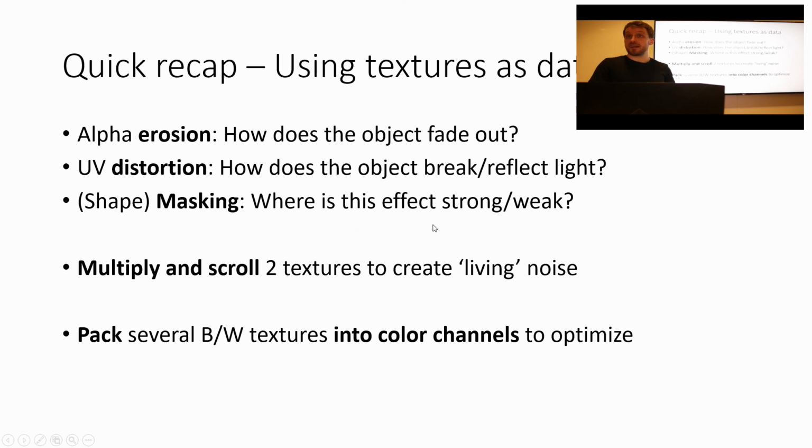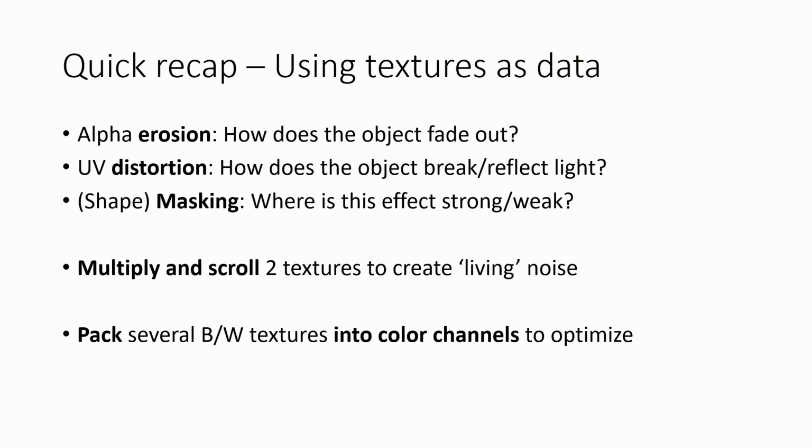Using textures as data instead of just to apply color to something. So alpha erosion, controlling how to fade something out. You can use it for UV distortion to determine where certain parts of the texture should distort. You can use it to mask certain effects, like the distortion in the jet engines I showed you earlier. Like, okay, I want to distort the texture behind me, but only at the edges. You can do that with textures. You can also do it with Fresnels.